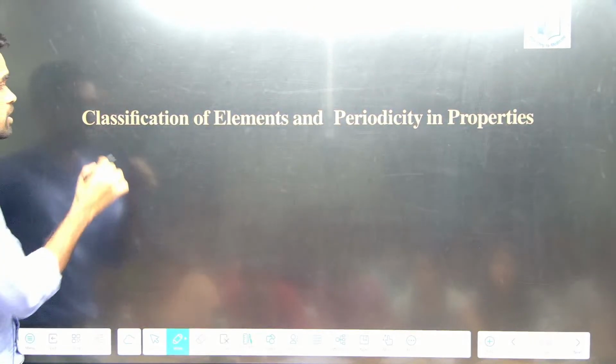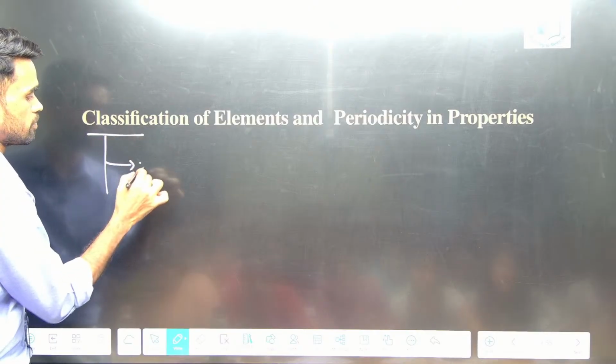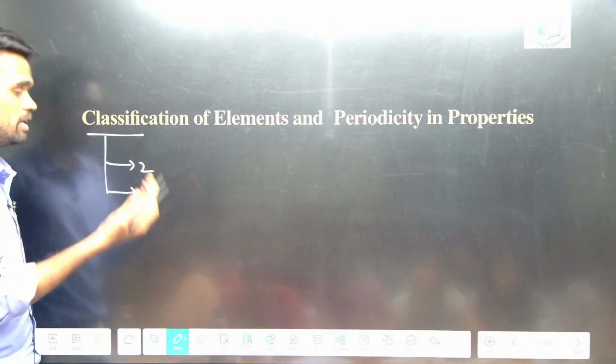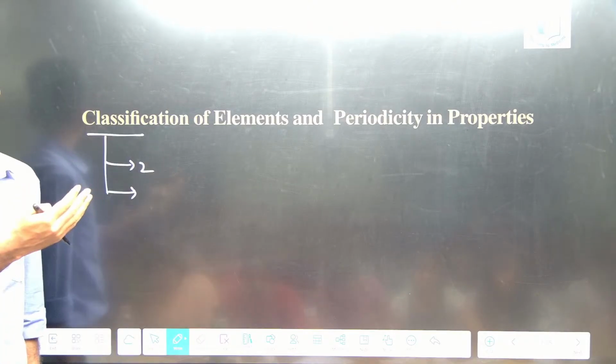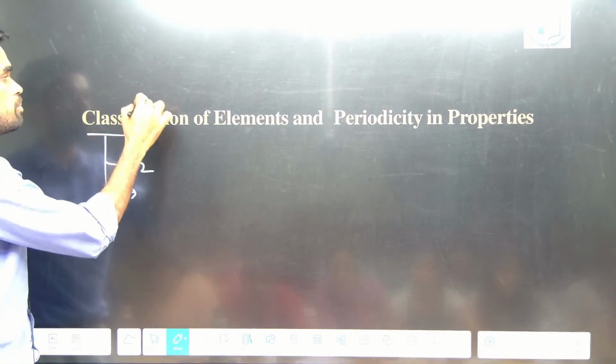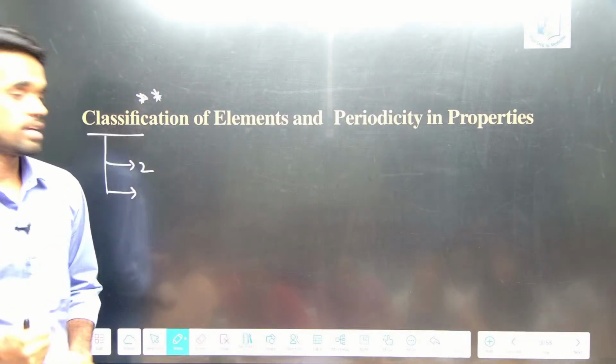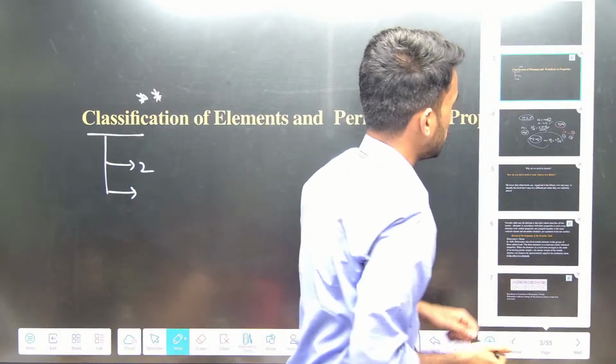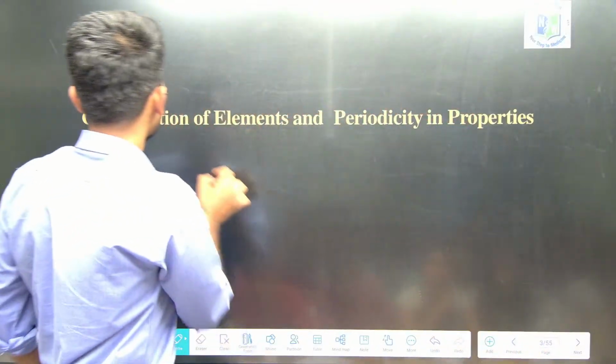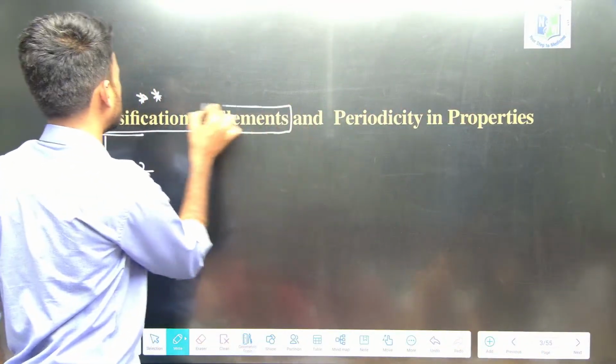From this chapter, you can expect 2 questions. Directly 1 question, and indirectly maybe 1 question or more than that also. But this is a very basic chapter to understand the other topics of chemistry. Right. So here, classification of elements. What does this line say?